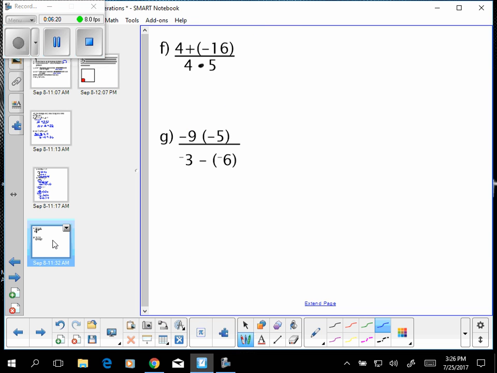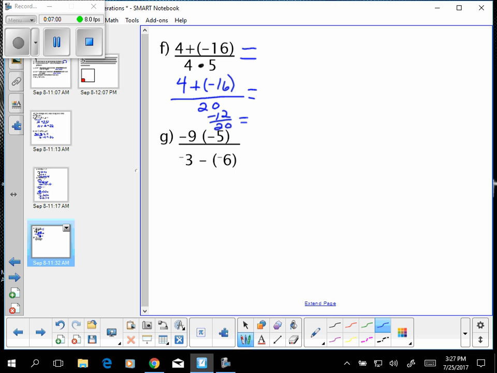Here again, we have a problem with a quotient. Some people always start with the numerator when they're going to have to simplify a numerator. That's okay if you really want to. Technically, the addition should be done after the multiplication. So technically, this should be 4 plus negative 16 over 4 times 5 is 20. Then I should do the 4 plus negative 16, which equals negative 12, over 20.